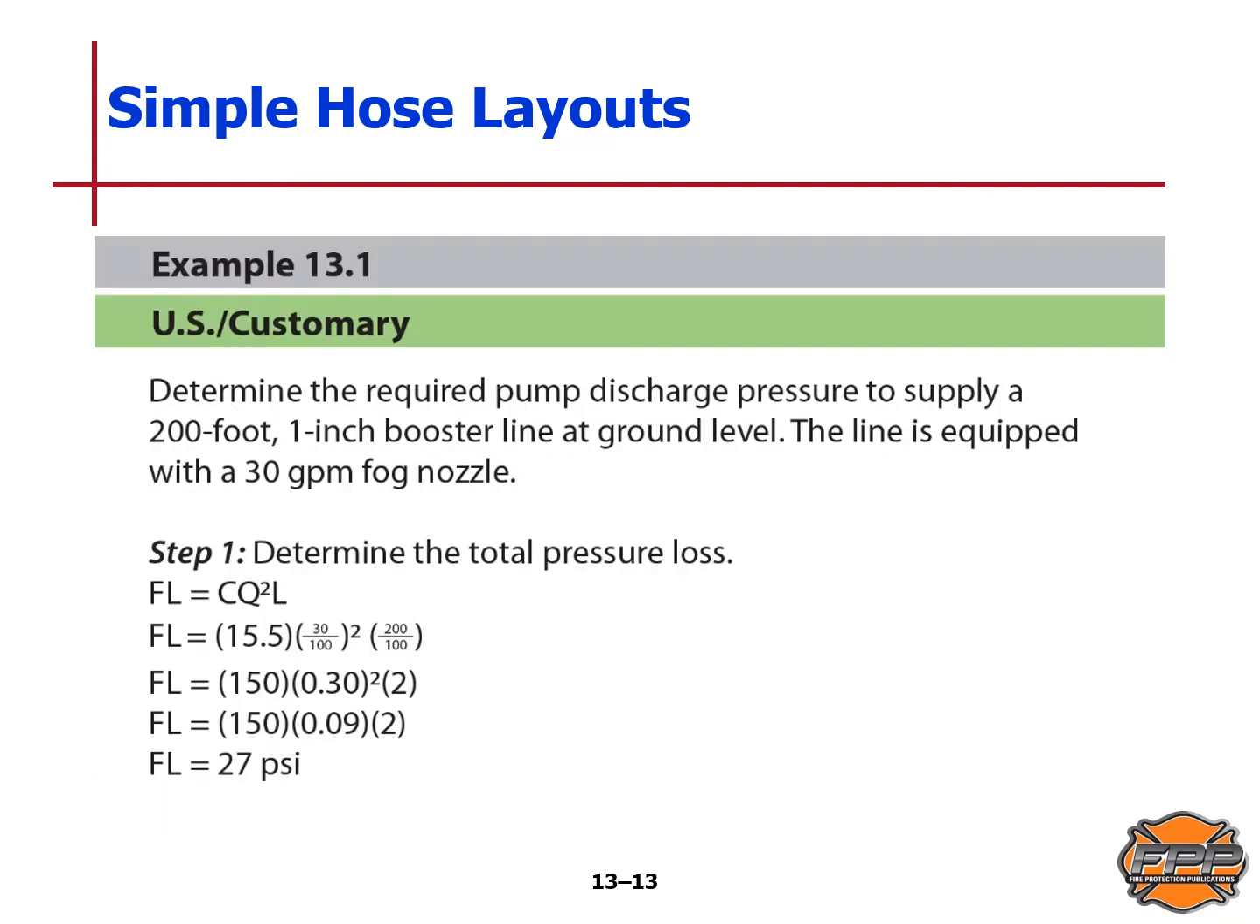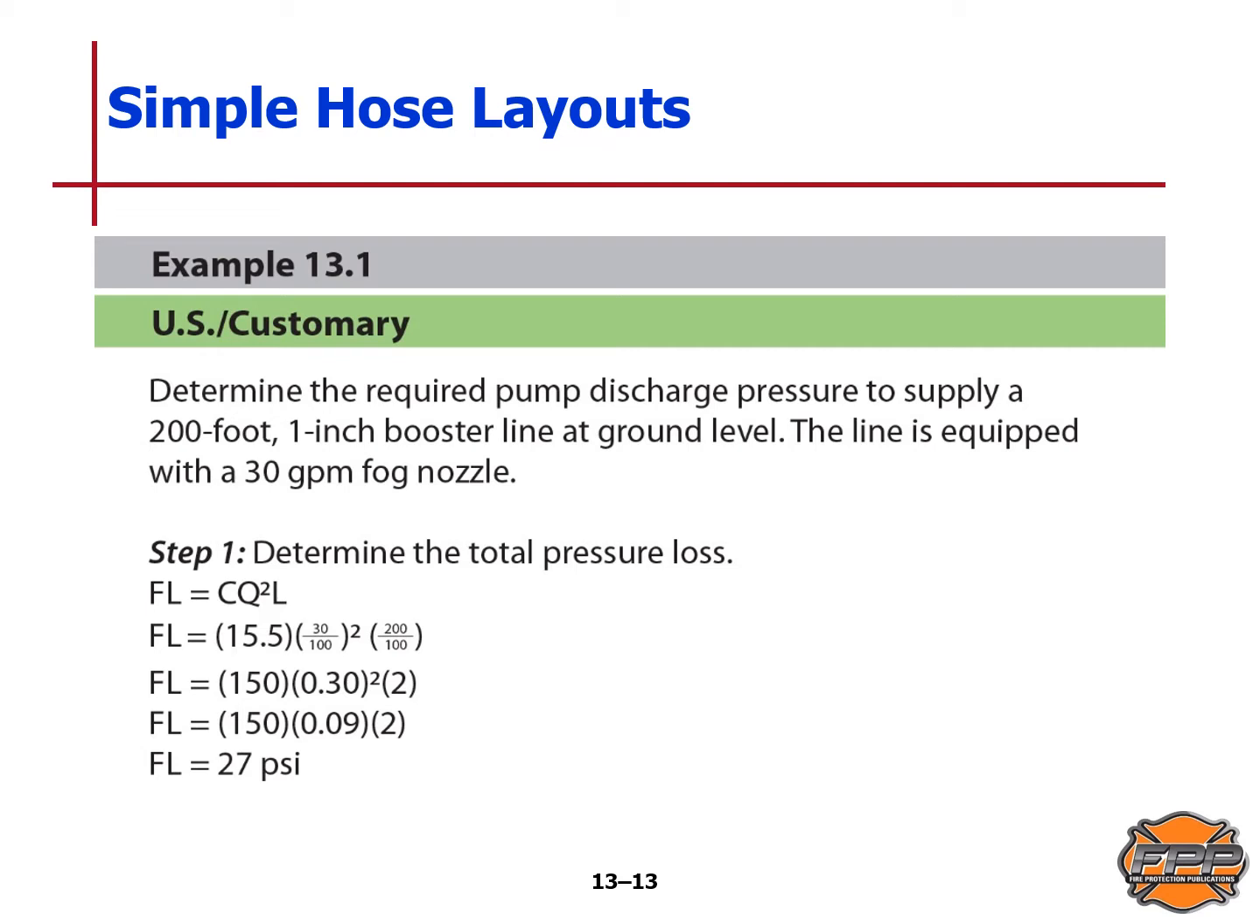Let's use example 13.1 from the book. Determine the required pump discharge pressure to supply a 200-foot, 1-inch booster line at ground level. The line is equipped with a 30 gallon per minute fog nozzle. Step 1 is to determine the total pressure loss.